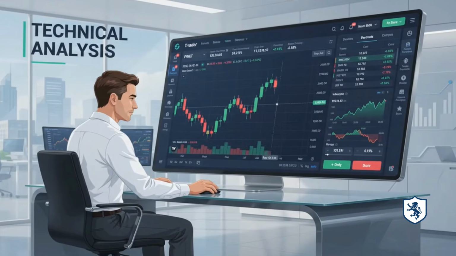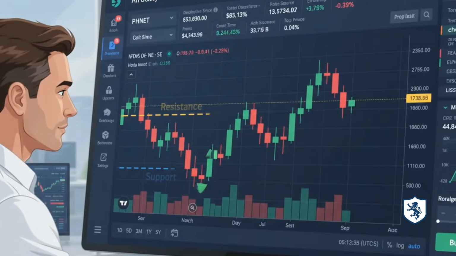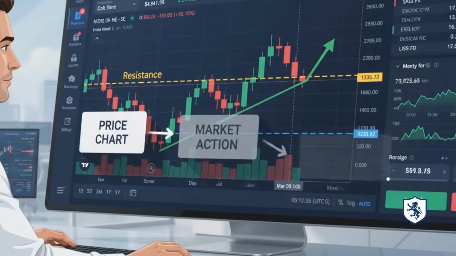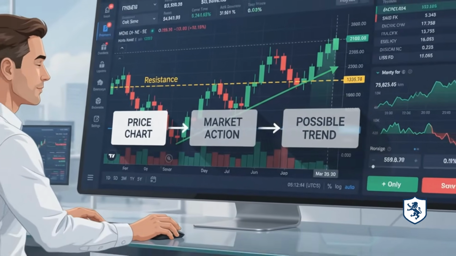The third type of analysis a trading system is based on is technical analysis. Price chart.